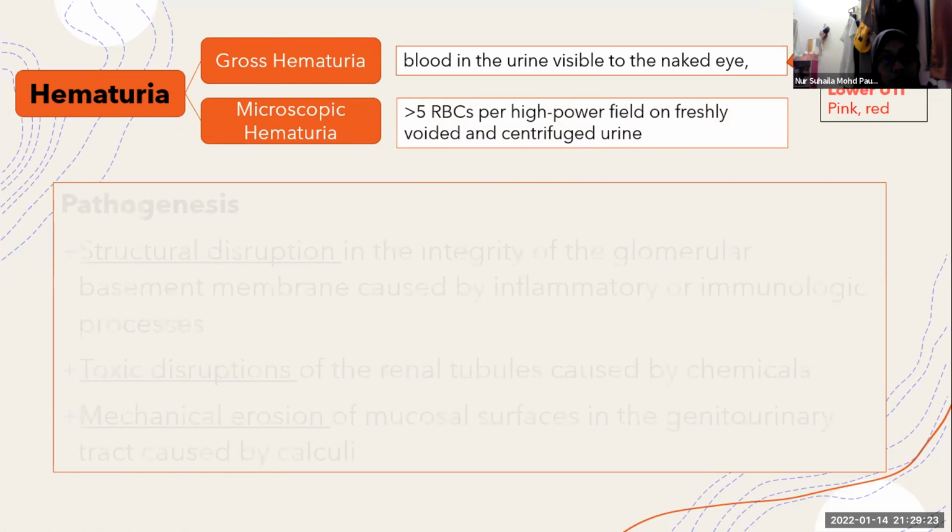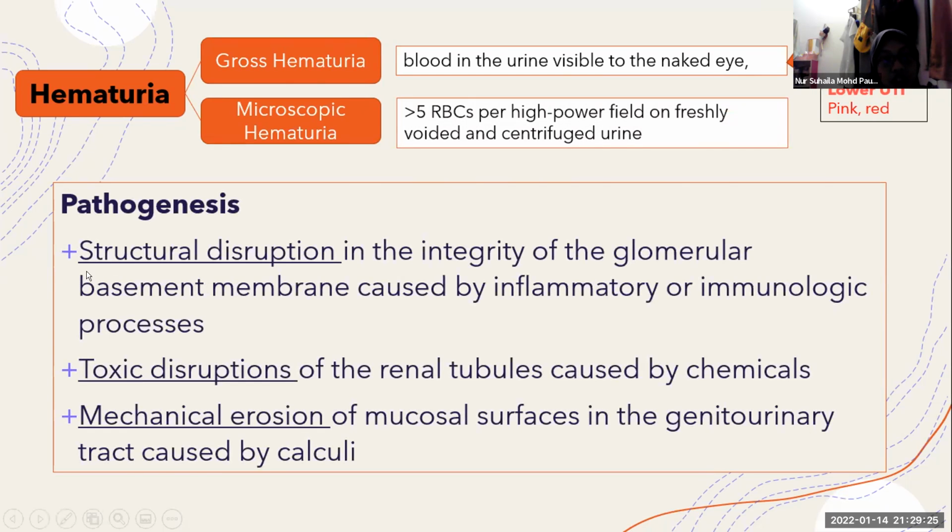Okay, how can hematuria happen? It is usually caused by three pathogeneses. First, it is due to structural destruction of the integrity of the glomerular basement membrane, usually caused by the inflammatory and immunologic process. It also can be caused by toxic disruption of the renal tubules by chemicals and drugs, and also by mechanical erosion of the mucosa of the GUT by calculi.